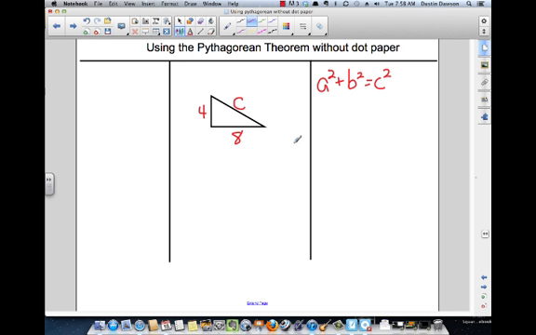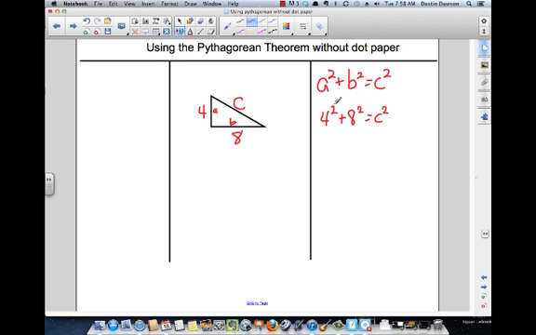All right, well, let's take a look. Remember, A and B, those are your legs. Doesn't matter which one's which. I can say that 8 is my A or 4 is my A, and as long as the other one is in there, it's all that matters. So I'm going to put in my 4 for A. I'm going to say this is my A, and that's my B. Again, it doesn't matter. You can switch those around. No big deal. So 4 squared plus 8 squared equals C squared.